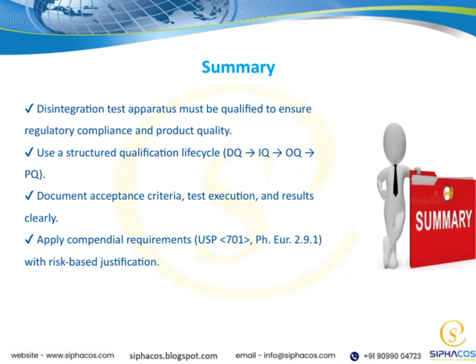Next, clear documentation is vital. Acceptance criteria, test procedures, and results should all be thoroughly documented to maintain transparency and compliance. And when applying compendial requirements, like USP 701 and USP 1291, it's important to justify any deviations or risk-based decisions you make. Overall, integrating these practices ensures that our disintegration testing remains reliable, compliant, and aligned with quality standards. This comprehensive approach ultimately supports our goal of delivering safe and effective products.